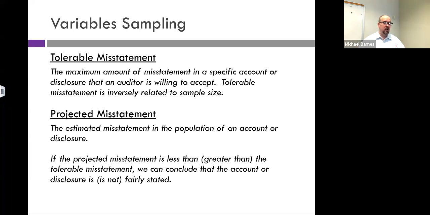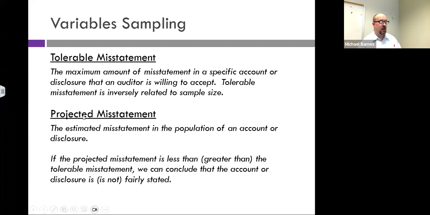So if our projected misstatement is less than our tolerable misstatement, we conclude the account or disclosure is fairly stated. If our projected misstatement is greater than the tolerable misstatement, then we say it's not. So basically, if our tolerable misstatement is larger, we're saying everything's fine. What we project the misstatement to be in the population is less than what we can tolerate.